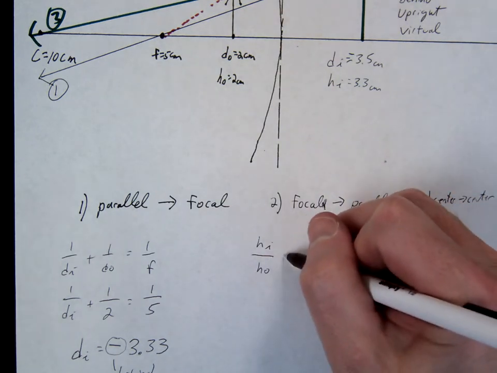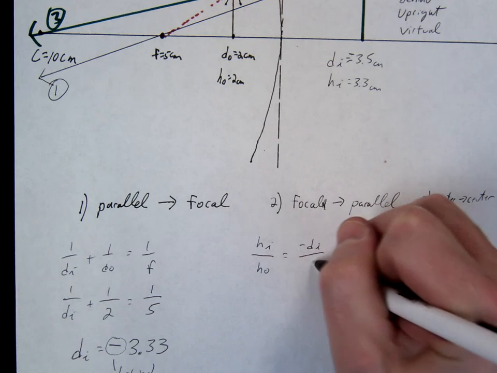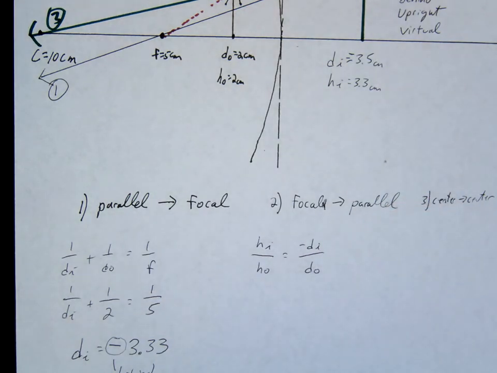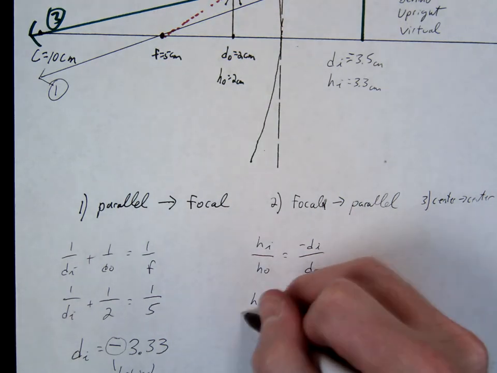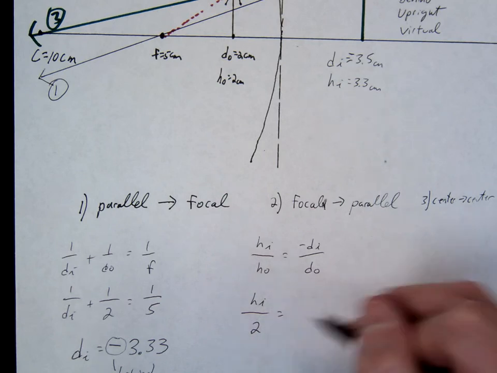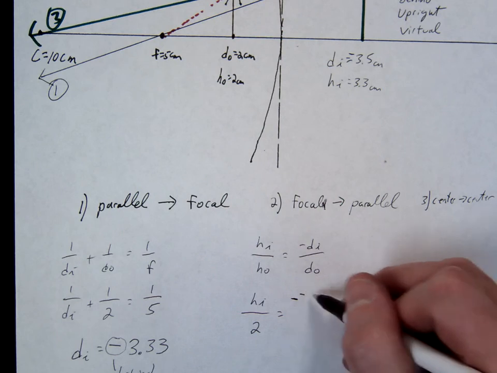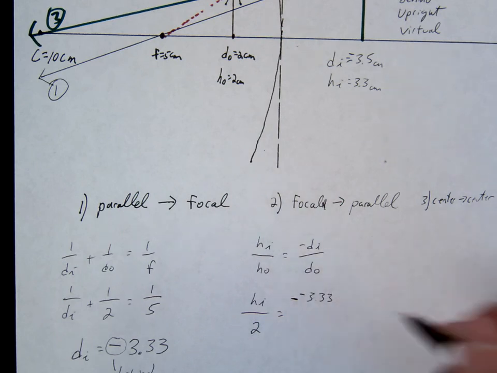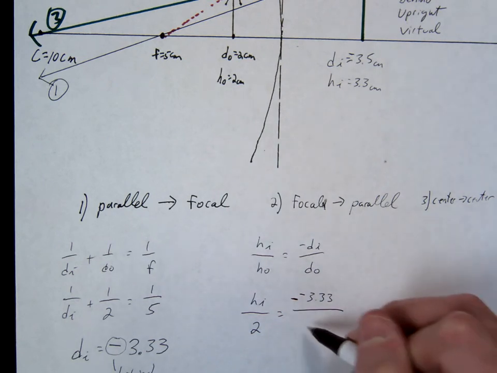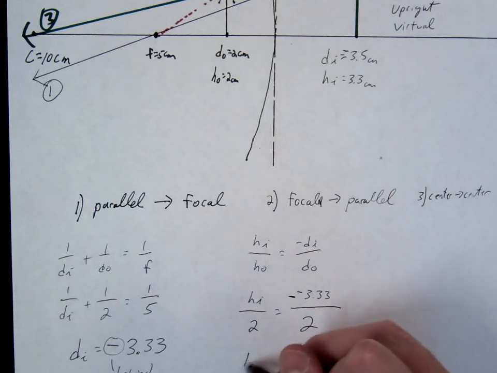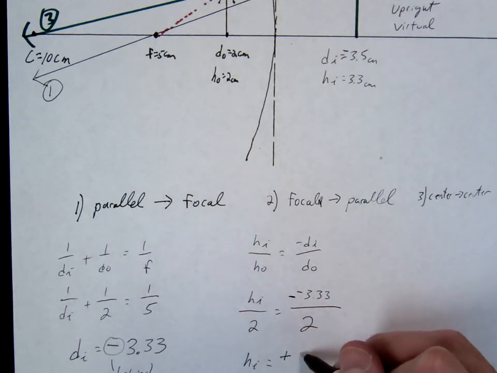HI over HO equals negative DI over DO. So let's see what we get for HI, what we should have gotten if we drew it perfect. Notice negative, negative, negative. Oops. Too many negatives. Negative, negative. And DO was 2. So that's easy. HI should be positive 3.3.